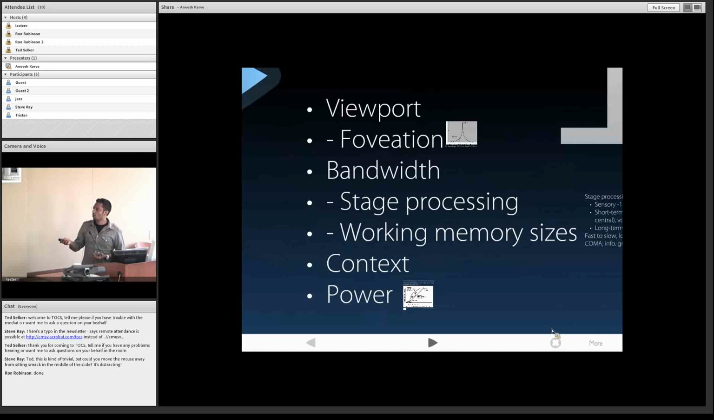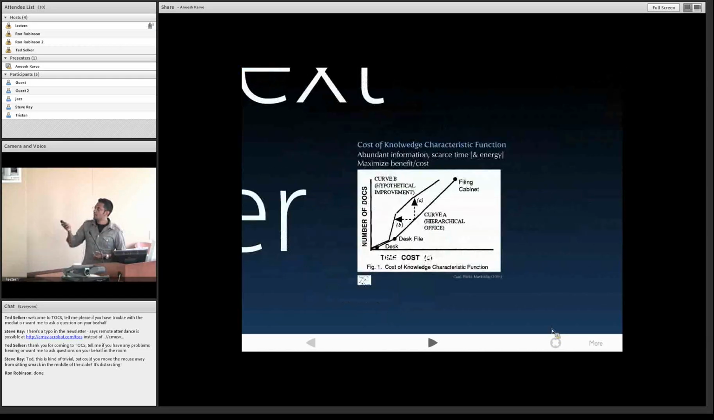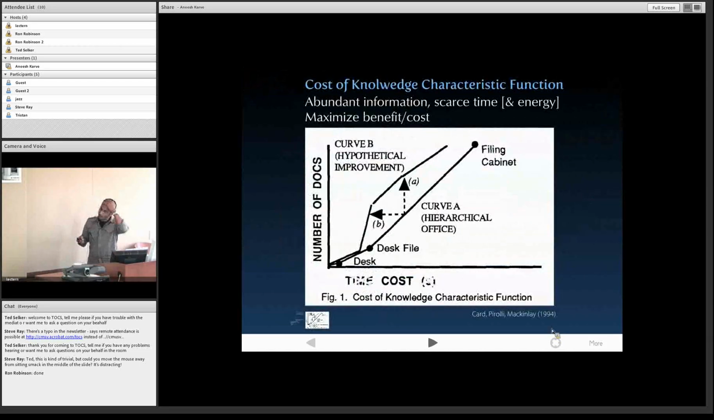Okay, so context we're going to define in a moment. And the next thing I want to do is talk about power in the context of the human being. This is from a well-known paper in information foraging theory by Card et al. in 1994. What they wanted to show was that the cost of doing work in a hierarchical office is a function of time, or more generally, energy, and the number of documents that you want to work with.